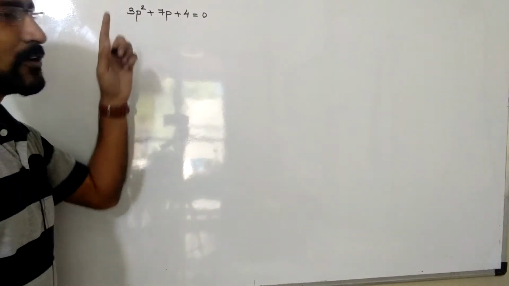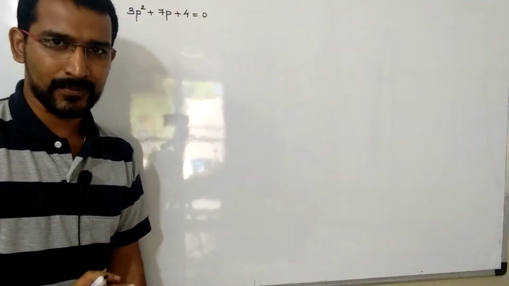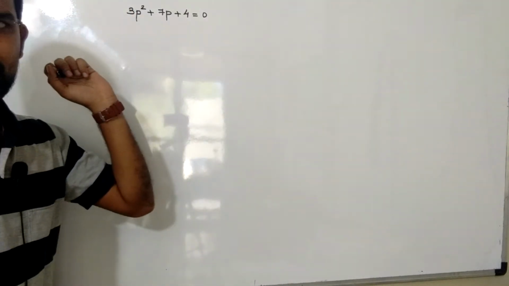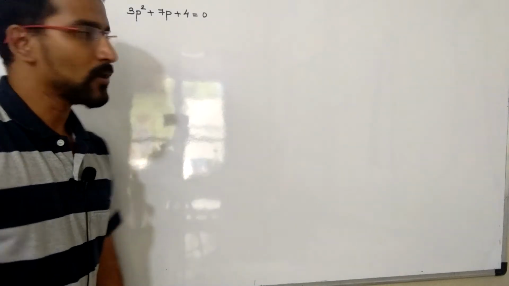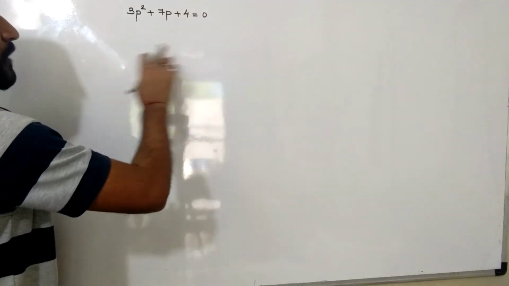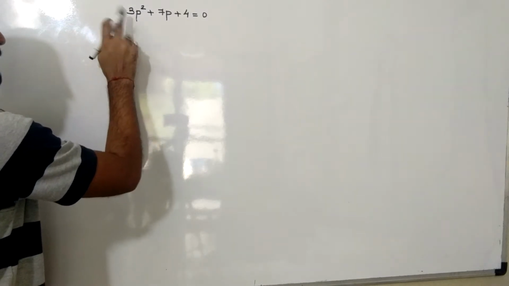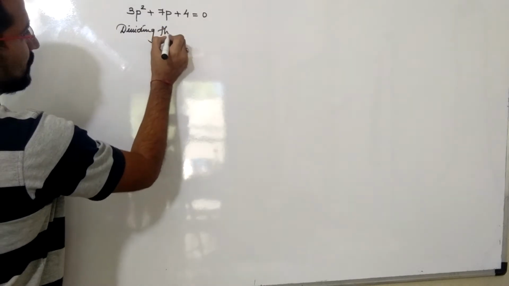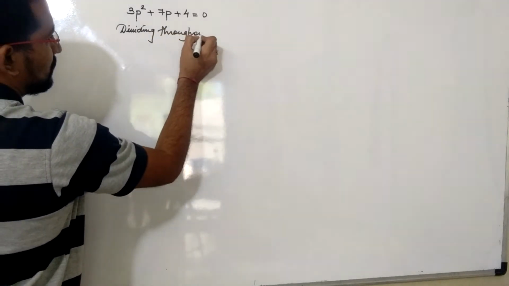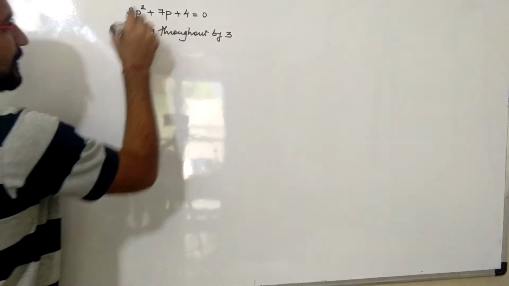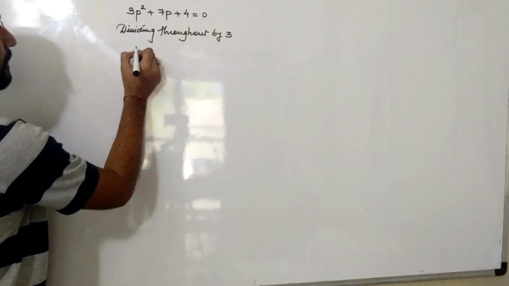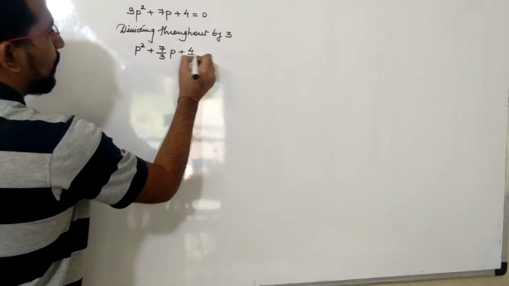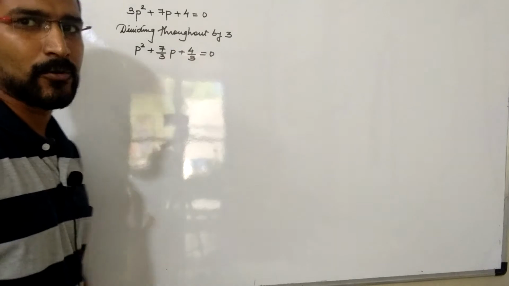Now the first thing that you have to see in this method is that the coefficient of the square term should always be 1. That is p square, x square, whatever the variable is, the coefficient should be 1. If it is not 1, you have to make it 1. So what we'll do here is divide the whole equation by 3 to make the coefficient 1. So dividing throughout by 3, the equation becomes p square plus 7 by 3p plus 4 by 3 equals 0.